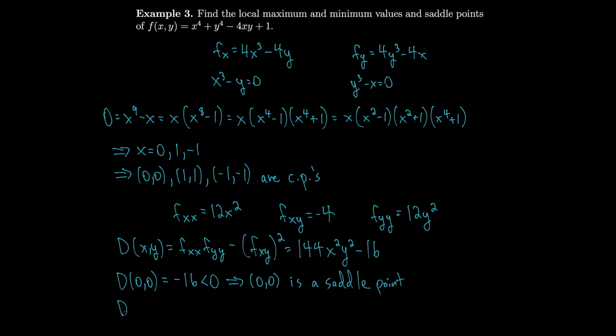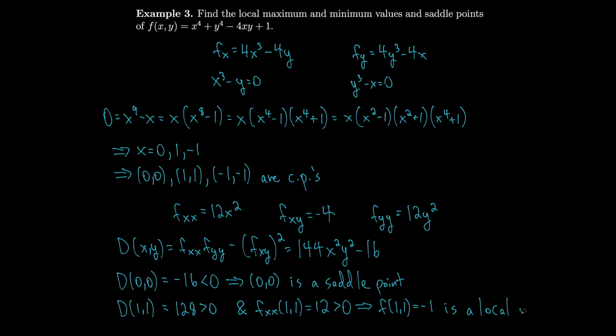And then we'll look at 1, 1. So plugging that in, we get 144 minus 16, which is 128. So that's positive. We also see that our second derivative with respect to x at 1, 1 is 12. So that's also positive. So that means that we have a local minimum. So f of 1, 1 equal to minus 1 is a local min. Imagine it's concave up over here.